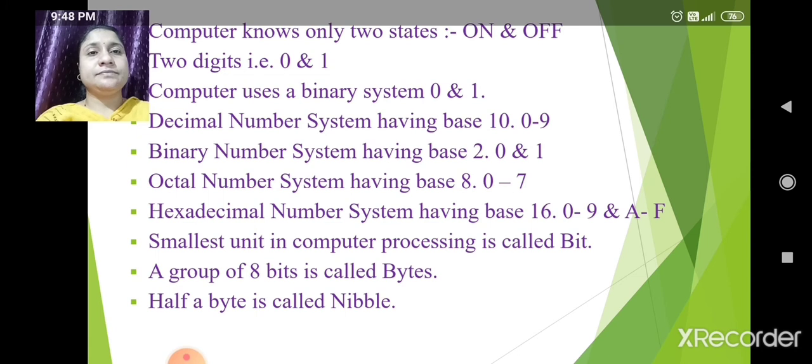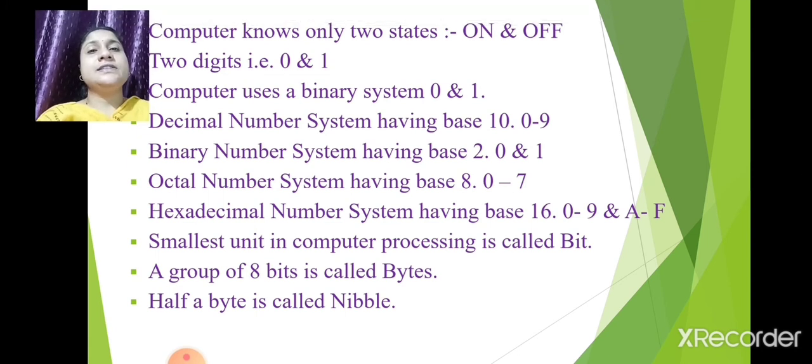Now the next: a computer knows only two states. A computer cannot understand human language, so it understands only two states, on and off, and two digits, 0 and 1. On will represent 1 and off will represent 0. So computers use a binary system. Every modern computer uses a binary system, 0 and 1.